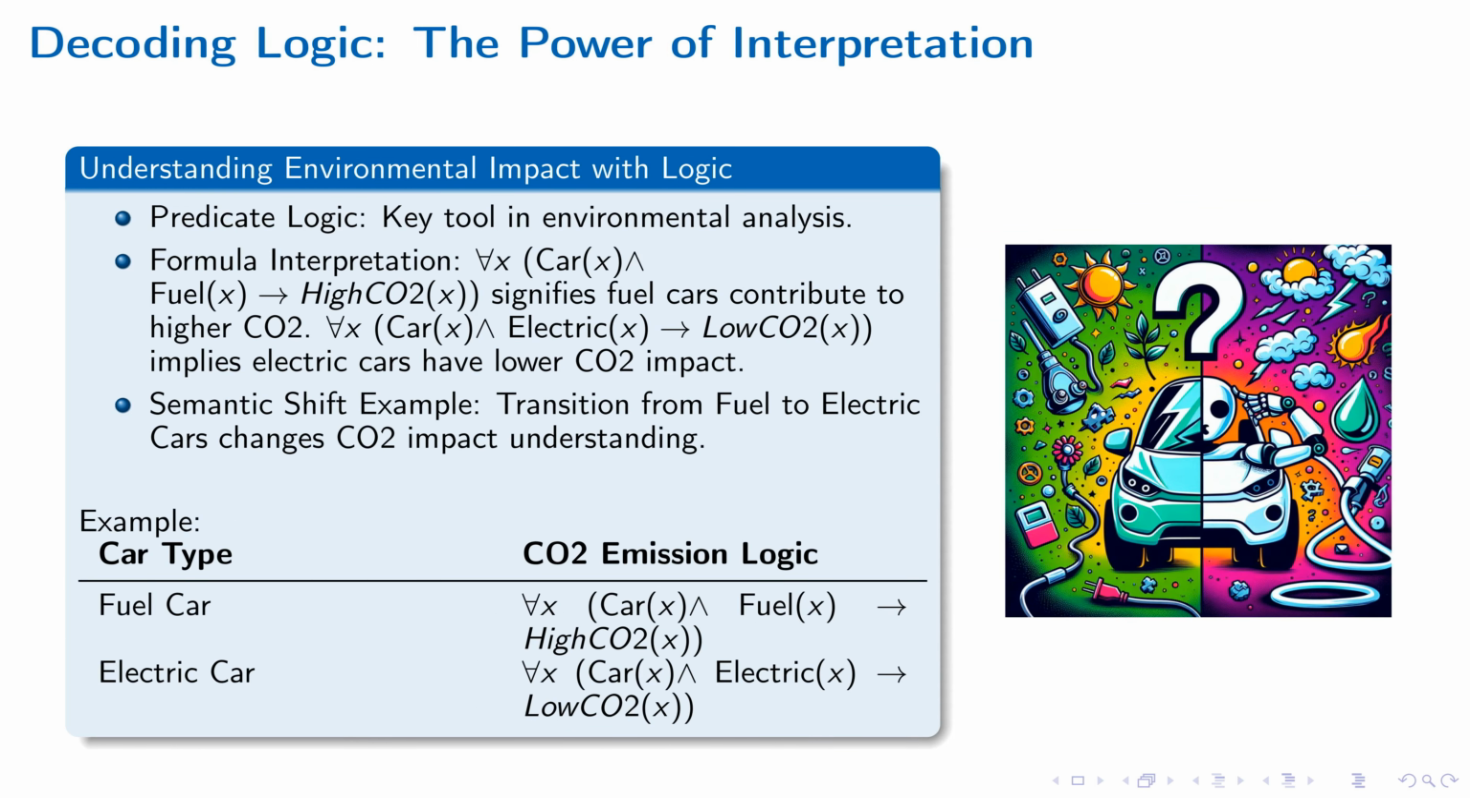This slide shows how we use predicate logic to understand the environmental effects of different kinds of cars. When we say, all cars that use fuel result in high CO2 emissions, we're using a logical formula to make a statement about the real world. By contrast, all electric cars emit significantly less CO2, another statement made possible by logic. If we glance at the table, we can see these two propositions laid out clearly, connecting car types with their respective CO2 emission logic. This matchup reinforces the environmental impact of our choice of cars.